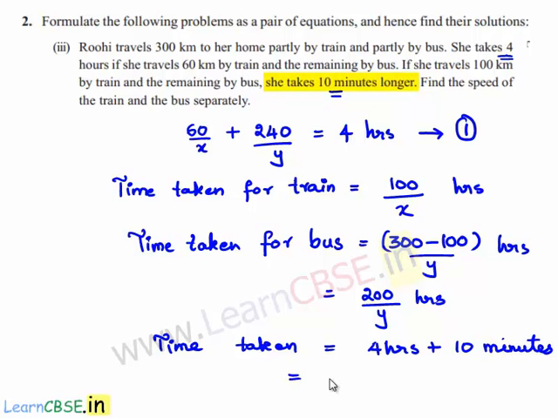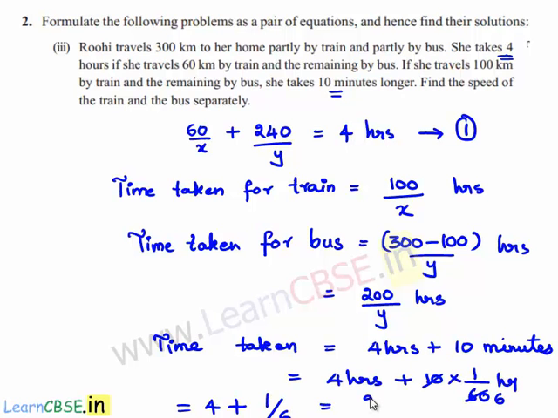which is nothing but 4 hours. 1 minute is nothing but 1 by 60 of an hour. So this is equal to 4 plus 10 goes 6 times in 60. So this is 4 plus 1 by 6, which is nothing but 25 by 6 hours.